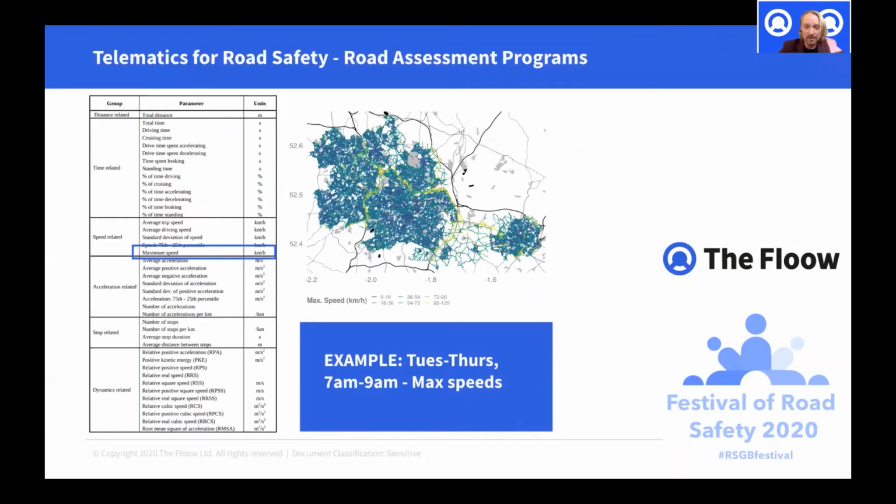Here's an example: maximum speed, an easy one to understand. This is looking in particular at Tuesday to Thursday in the morning rush hour. And you can see across the West Midlands the range of speeds that people are driving at. Of course, there are obviously many excesses there in contravention of the road speeds, but it gives you the idea of the extent that drivers will get to. And that can be looked at on a wide basis to determine: is there a differential level of risk on these roads or not?